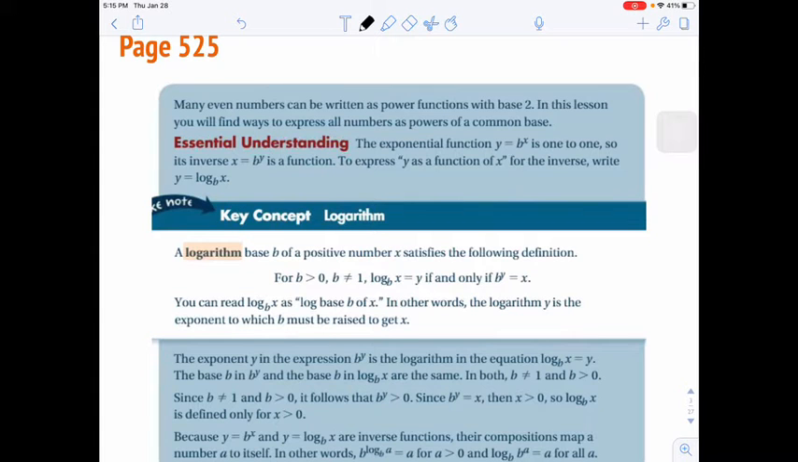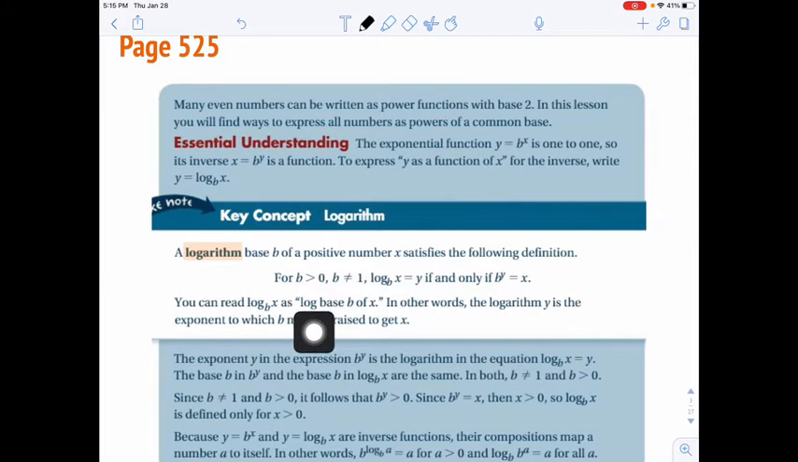The exponential function y equals b to the x power is 1 to 1, so its inverse x equals b to the y power is a function. To express y as a function of x, for the inverse, write y equals log base b of x. A logarithm base b of a positive number x satisfies the following definition. For b greater than 0 and b not equal to 1, log base b of x equals y if and only if b to the y power equals x.